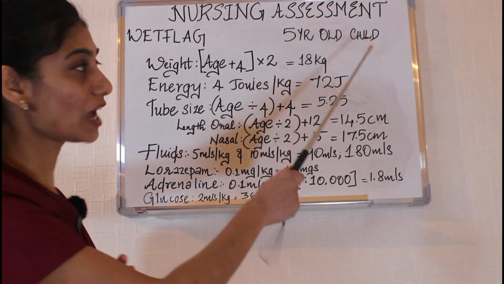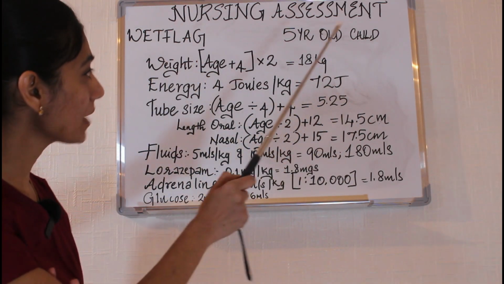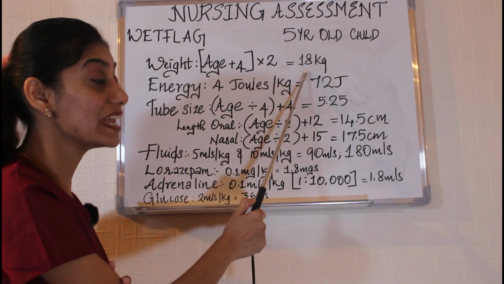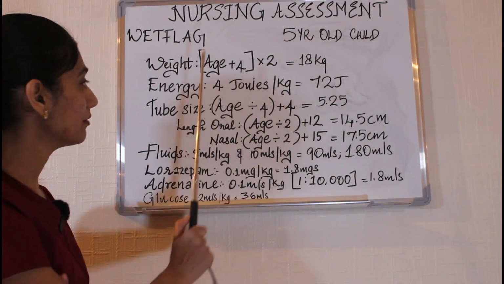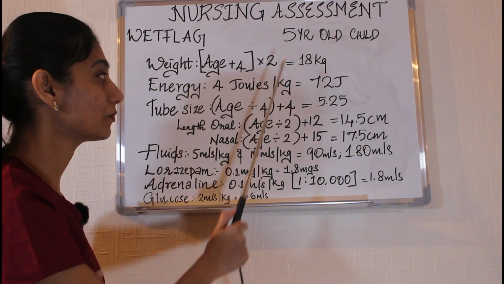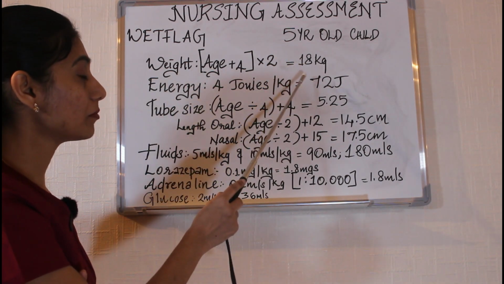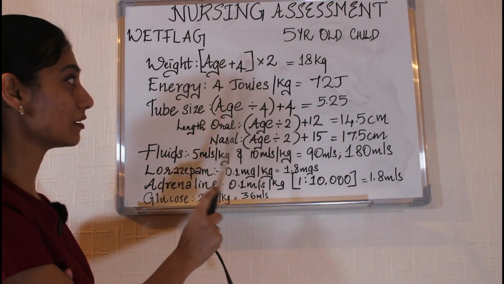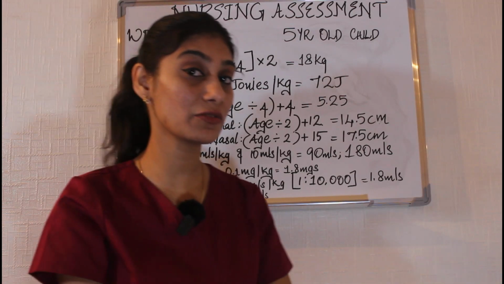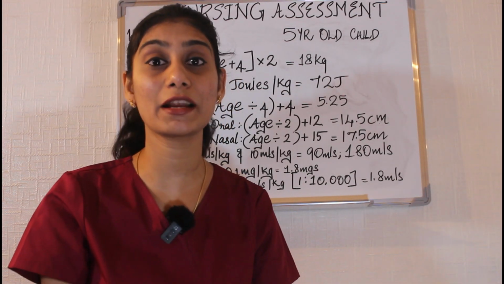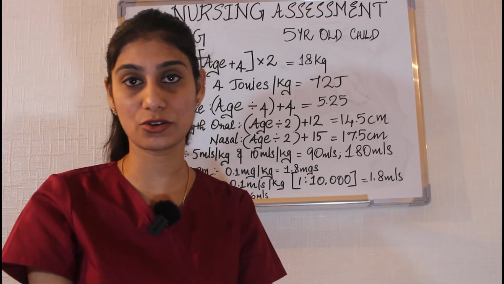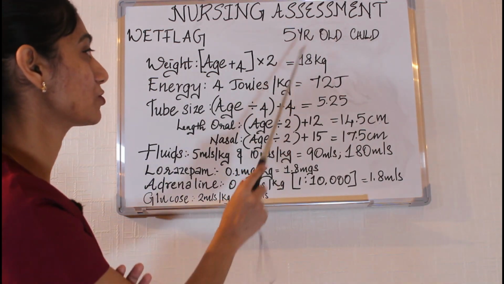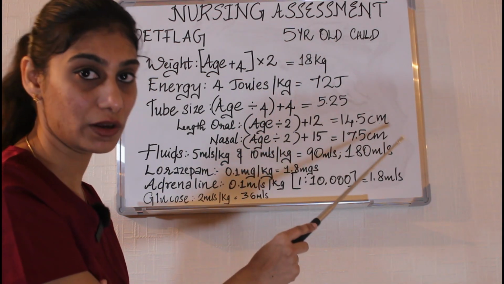So I've taken a 5-year-old child here to do this WETFLAG. For a 5-year-old child, the weight calculation, if we use this formula, will be 18 kilograms. And then the energy. We need the weight to calculate this energy. At the same time, I have to tell you that we get 18 kilograms when we do this weight calculation for a 5-year-old, but you have to confirm with the doctors, with the medical team, because sometimes the children might look undernourished or overnourished for that age group. So we have to think about that as well. But the ideal weight estimation formula for that age group is this. So for a 5-year-old, it will be 18 kilograms.